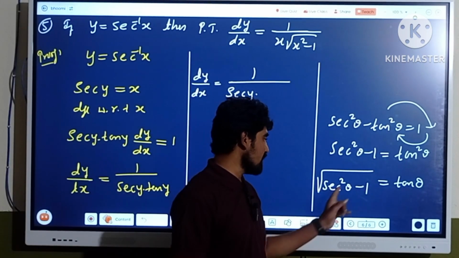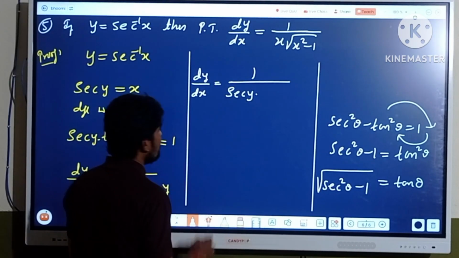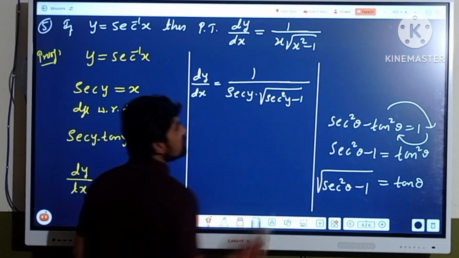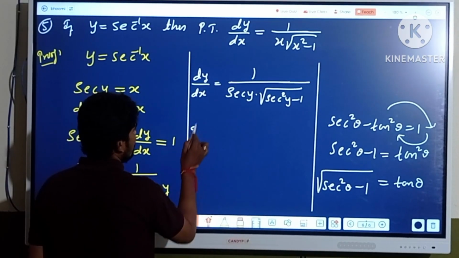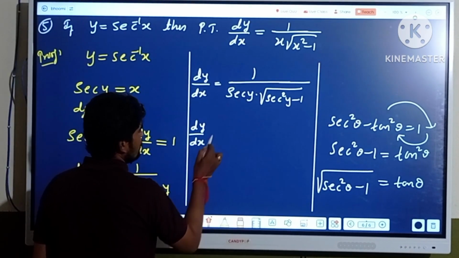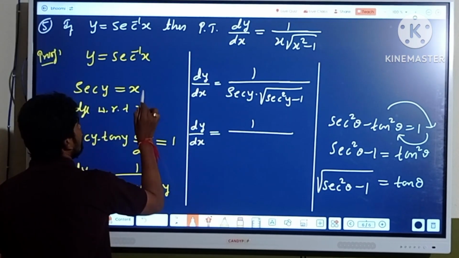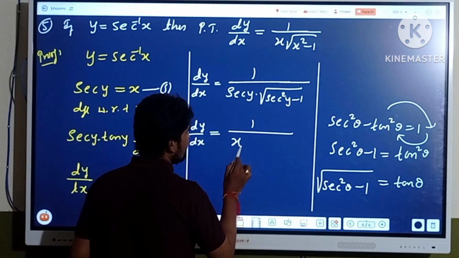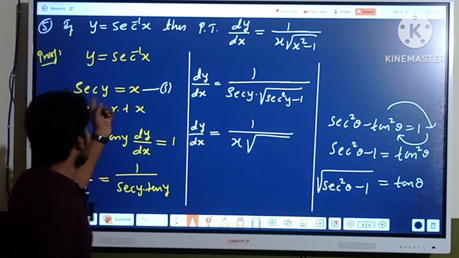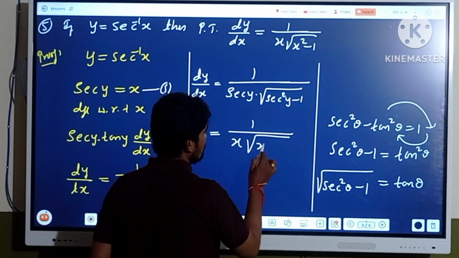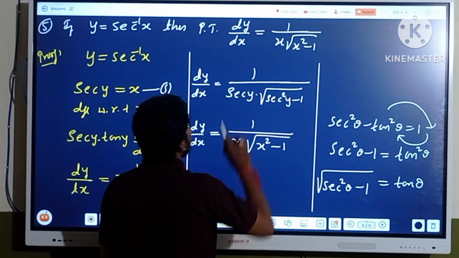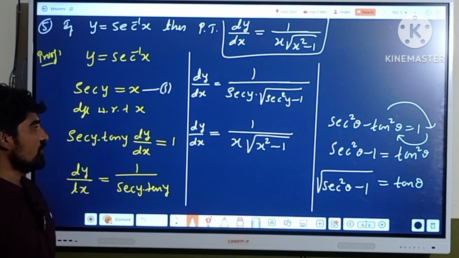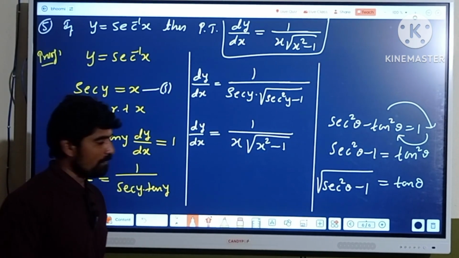So tan theta is root secant square theta minus 1. Then definitely tan y is root secant square y minus 1. So therefore dy by dx is equal to 1 divided by, from this equation number 1, secant y is x, so secant y is replaced by x into root. If secant y is x, secant square y is equal to x square, so minus 1 as it is, and this is the derivative of secant inverse x: 1 divided by x into root x square minus 1.